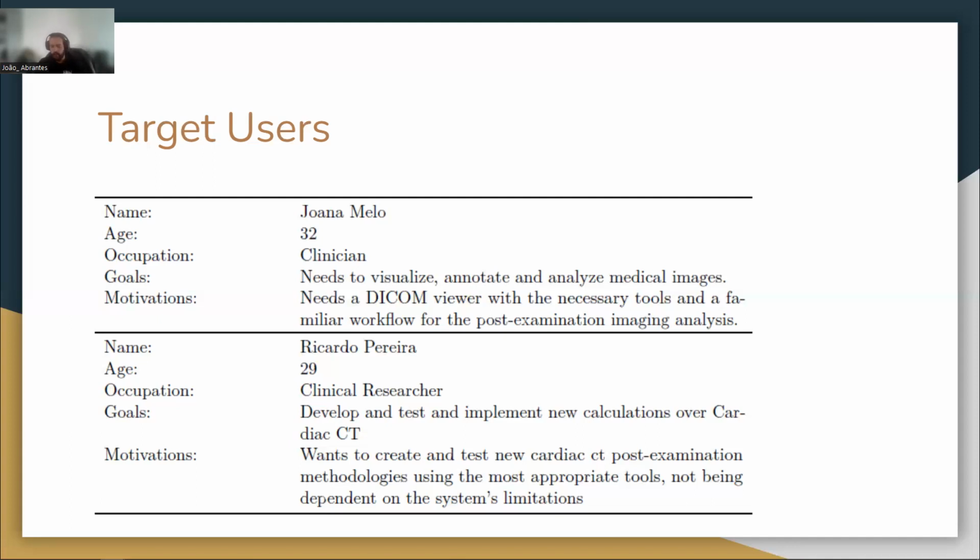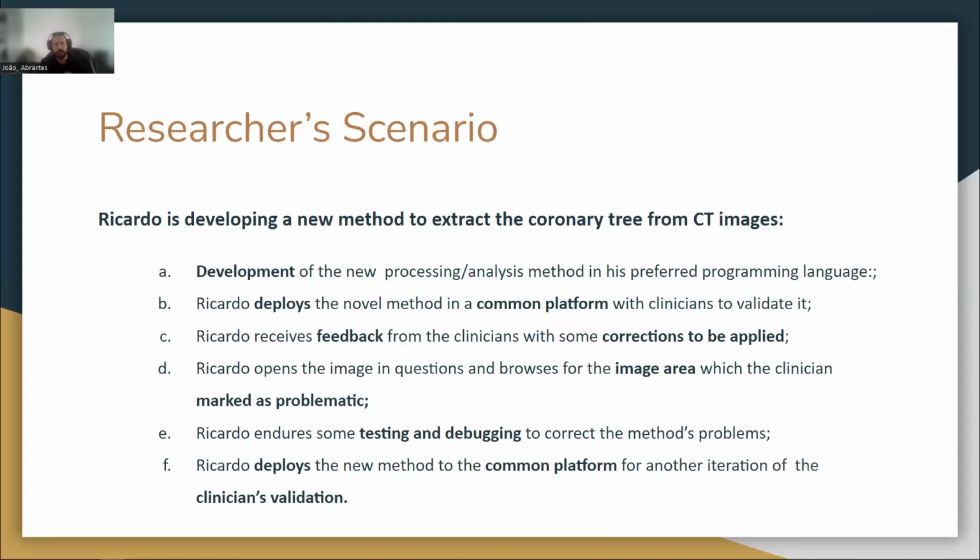On the other side, we have Ricardo Pereira. He's 29 years old. He's a clinical researcher. He is developing and testing new calculations over cardiac CT, and he wants to create and test new cardiac CT methodologies using the most appropriate tools and not being dependent on the system's limitations.